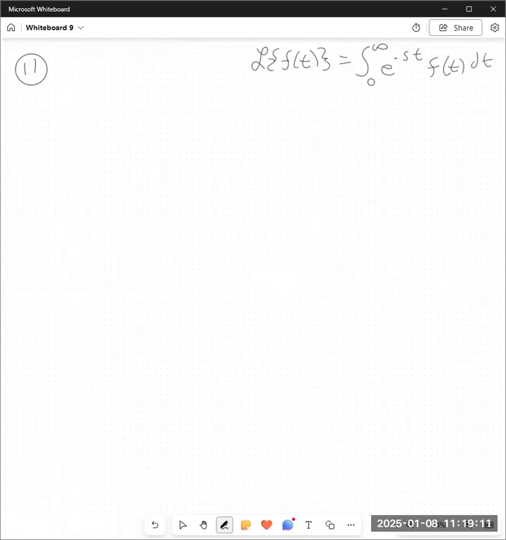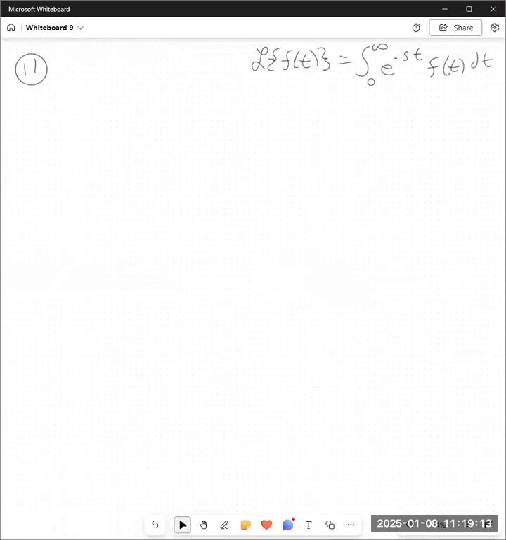In this video, we're going to talk about the definition of the Laplace transform, which is definition 7.1.1 in the textbook. Let's go ahead and start with number 11 here. Definition 7.1.1 says that the Laplace transform of a function f of t is equal to the integral from 0 to infinity of e to the negative st times f of t dt.